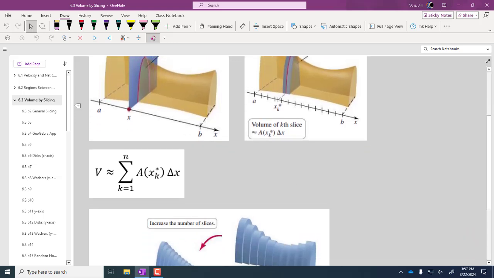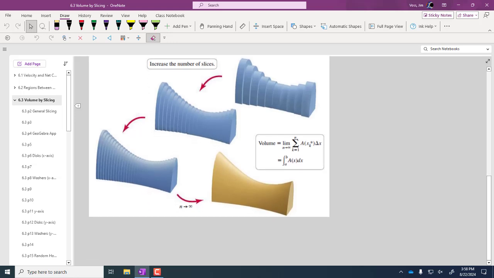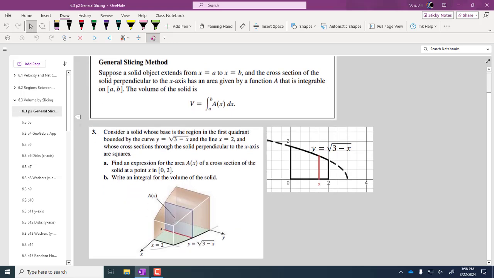If we add up all our slices, we get an approximation for the volume. But then we go to the Riemann sum idea and say, let's take the limit as n goes to infinity. So let's increase our slices until we have an infinite number of slices. In the limit, the Riemann sum becomes a definite integral. That's the magic of Calc 1: the limit of a Riemann sum gives us a definite integral. So to find the volume, we just integrate the cross-sectional area. Sounds easy. Okay, so let's find some cross-sectional areas.